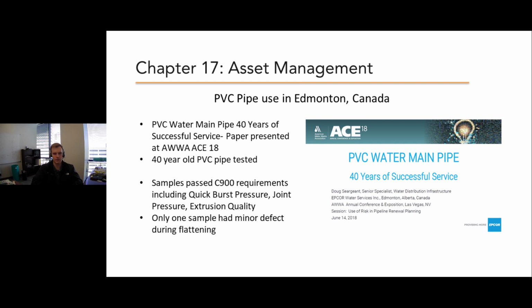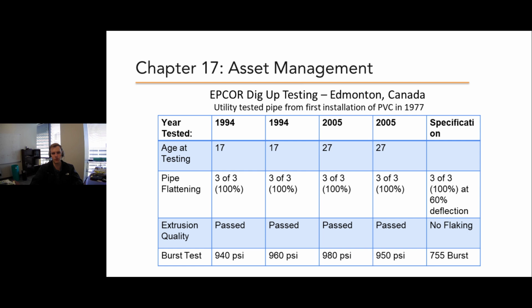And so he actually published that paper at the 2018 ASCE conference and showed that the samples passed all the new pipe quick burst requirements, joint pressure testing, and extrusion quality tests. And then that was actually part of an older series too. EPCOR had been doing tests on that same section of pipe in 1994 and 2005 as well. The flattening tests, extrusion quality tests, and burst tests, and it passed each time throughout that process. In the 2018 test, one of those sections of pipe had been frozen solid and thawed and tested to new pipe standards as well, which was kind of cool.